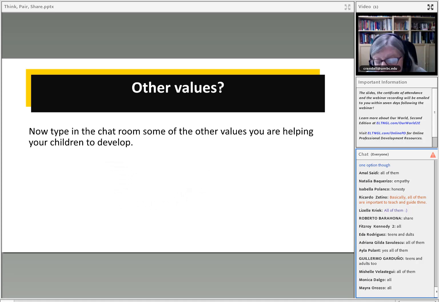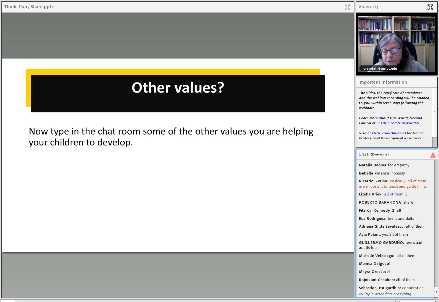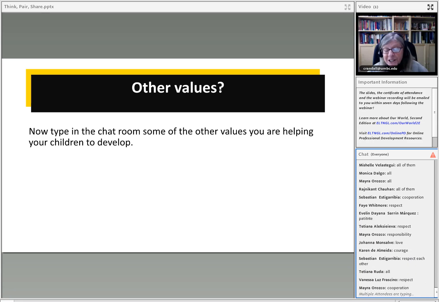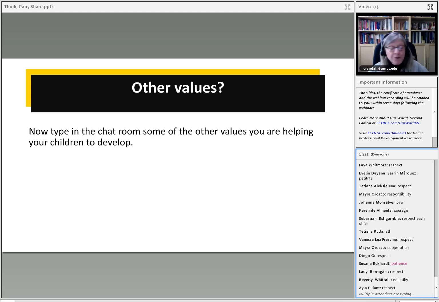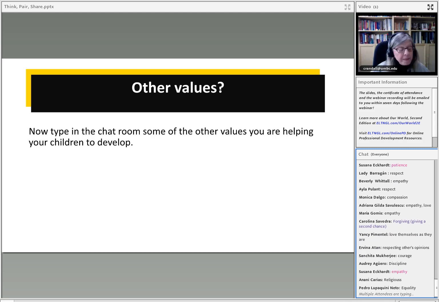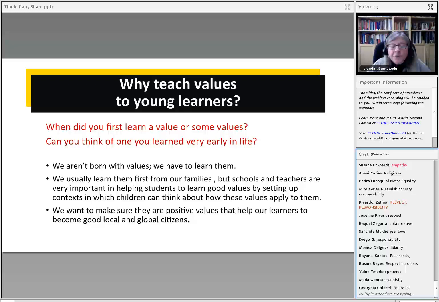In the chat room, type some of the ones that you are currently using that perhaps are an addition to the ones that we've just checked off. And you just keep doing that while we continue to talk. Most of you said you do all of them. If there's some additional ones, go ahead and type. I'm seeing love, responsibility, courage. Great. Yeah, lots of them. Cooperation, wonderful.